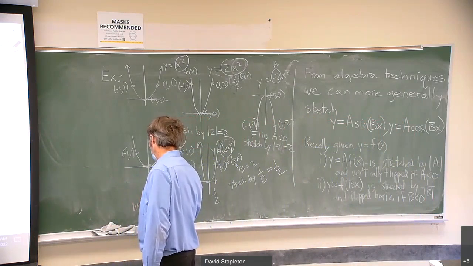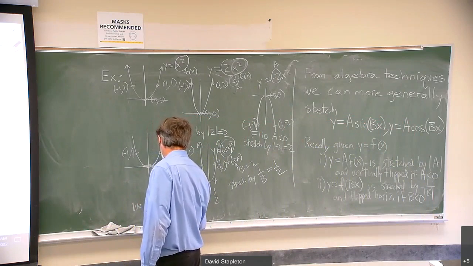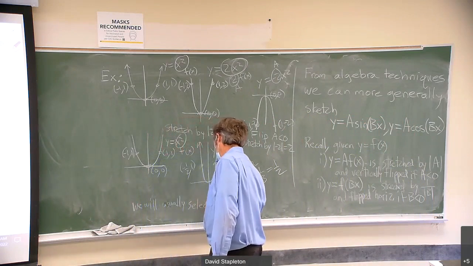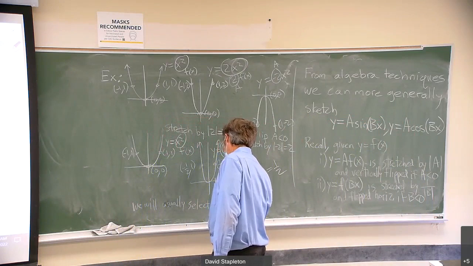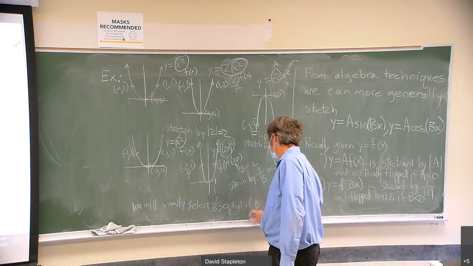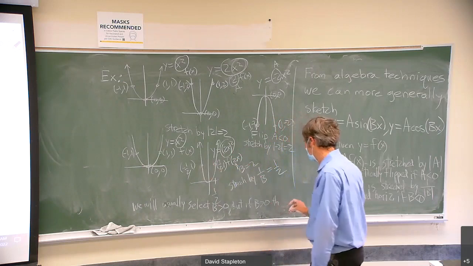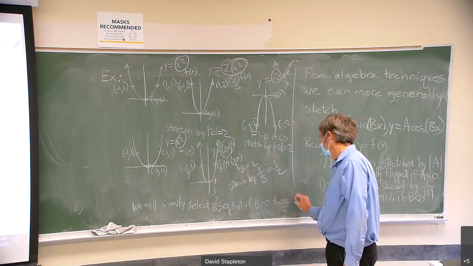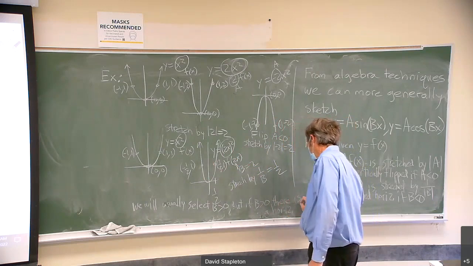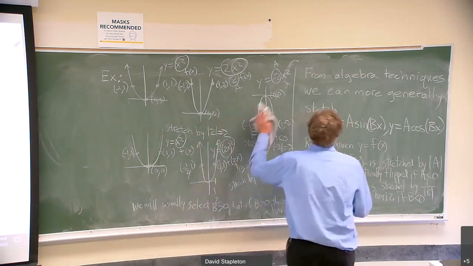We will usually select b greater than 0, but if b is less than 0, there's a horizontal flip over the y-axis because it makes all the x coordinates negative. So I'll just mention that for general graphing strategies. We won't have to worry about that so much. Now we want to apply it to these two functions.